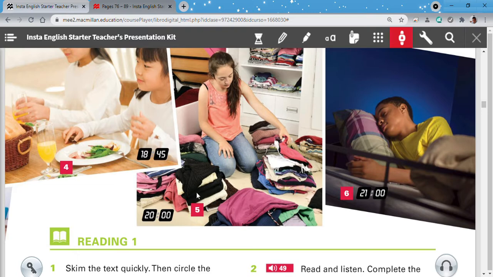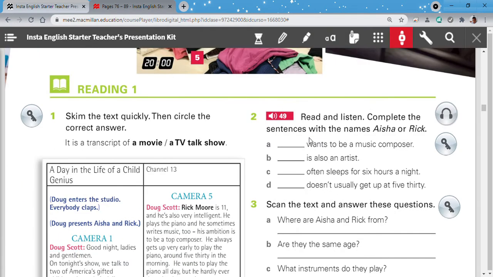Let's continue here. Number 5. 20 o'clock or 8 o'clock at night. There is a girl. What's the girl doing? Put their clothes in order. Yeah. And number 6. 21 o'clock or 9 o'clock at night. The boy is sleeping. Perfect. That is good. This is going to be our first part.